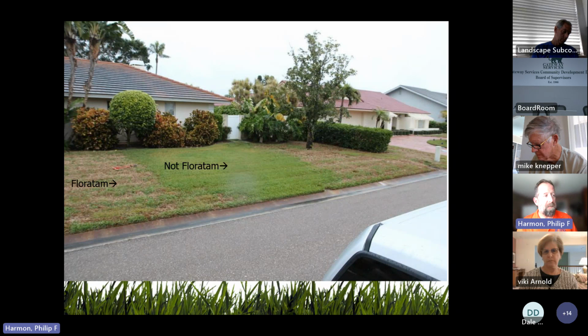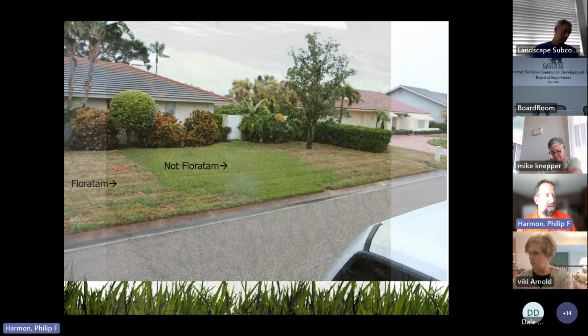Floratam makes up about 80% of the lawns in Florida, so it's very common. It's a very good St. Augustine grass because it's vigorous, it's tough. This is one of its weaknesses that has emerged.